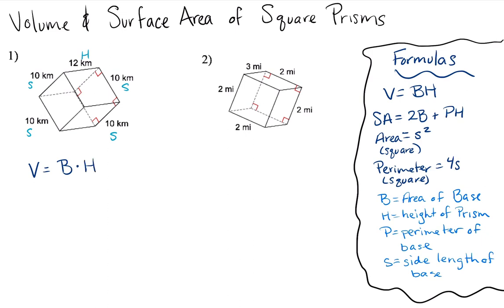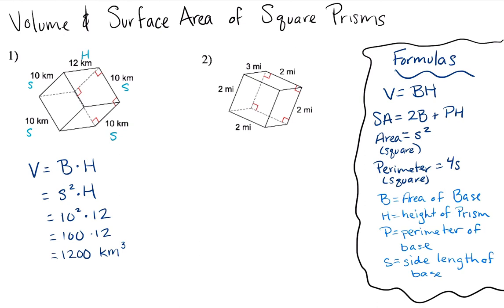The area of a square is the value of the side squared, so I can rewrite this as S squared times H in this example because we're dealing with a square. Now I can replace my numbers here, so I get 10 squared times 12. 10 squared is going to be 100 times 12 is going to equal 1,200 kilometers cubed.